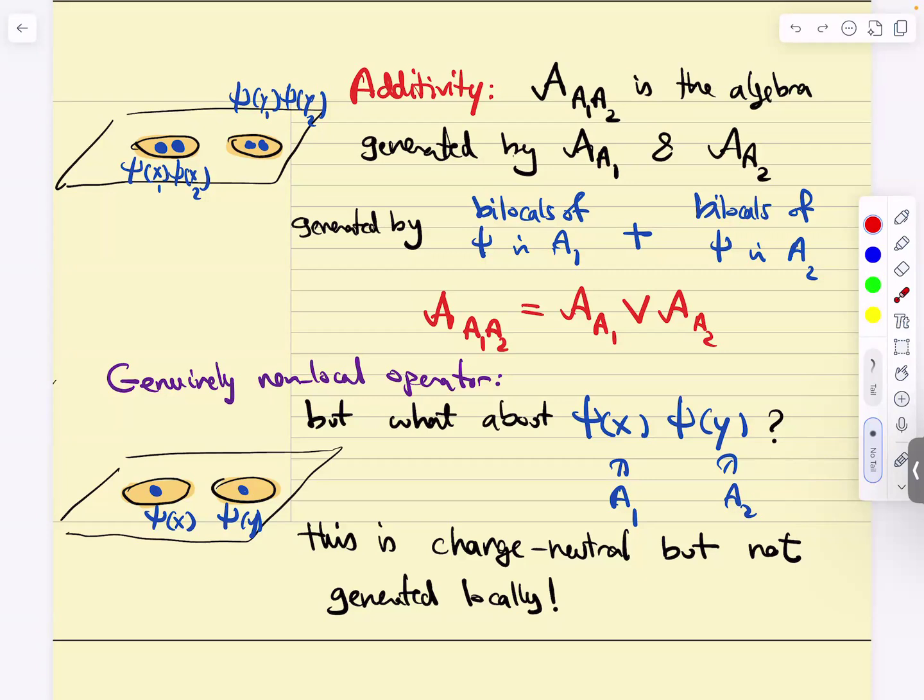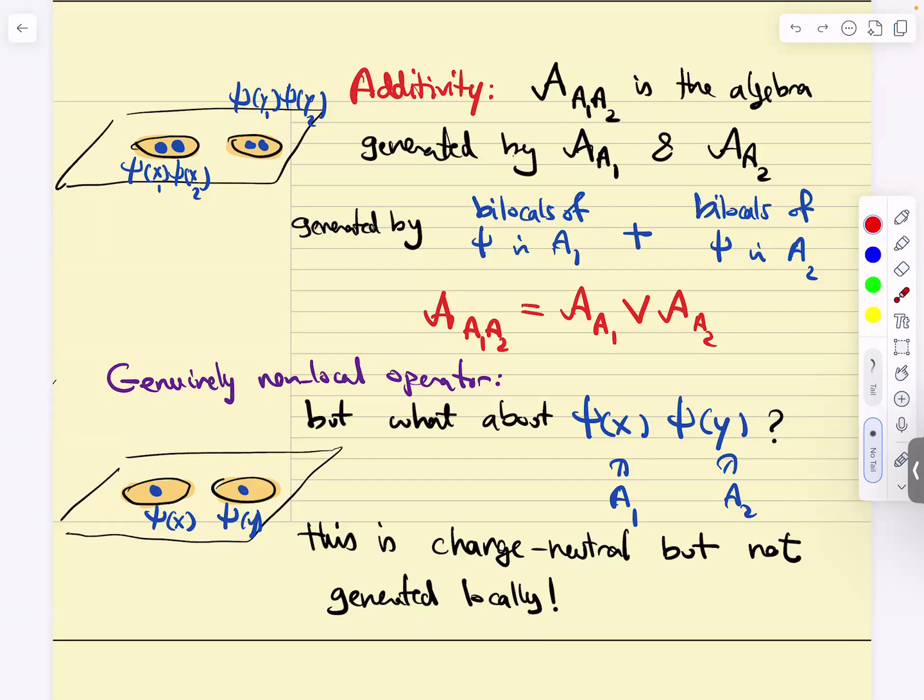It means what? The algebra of A1 was generated by these bilocals. The algebra of A2 was generated by these bilocals. So you just put them together. Mathematically, we write this sign. It just means that this algebra is generated by these two guys. Yeah? Is that like a direct sum? Like if I want to visualize it, it's tensor product. It's more like tensor product. Good.